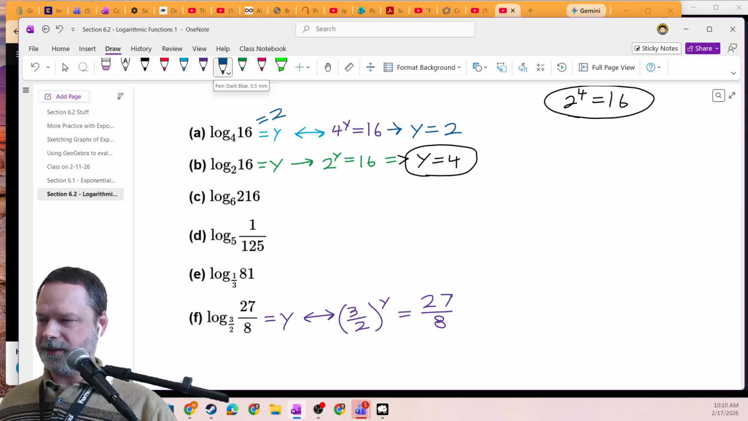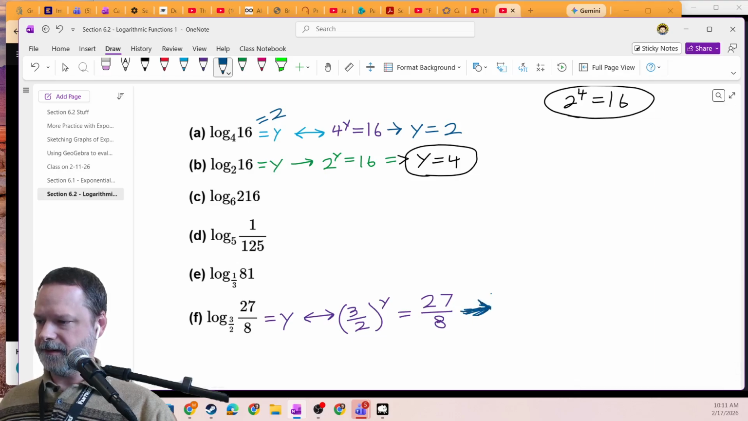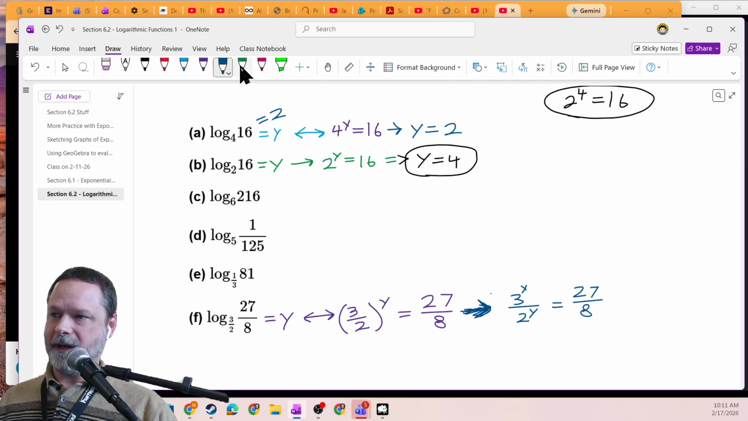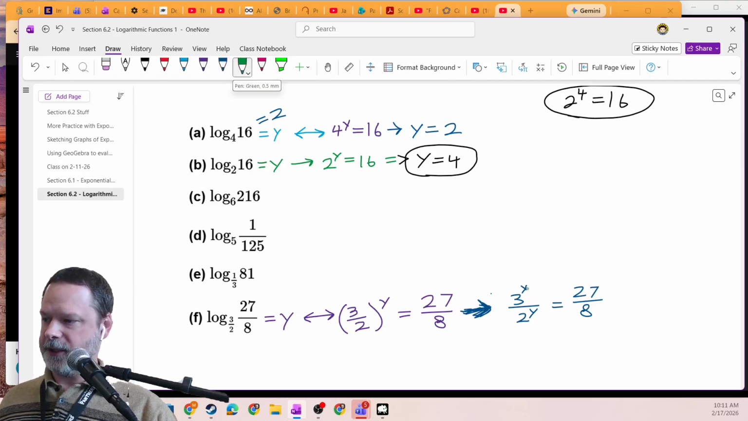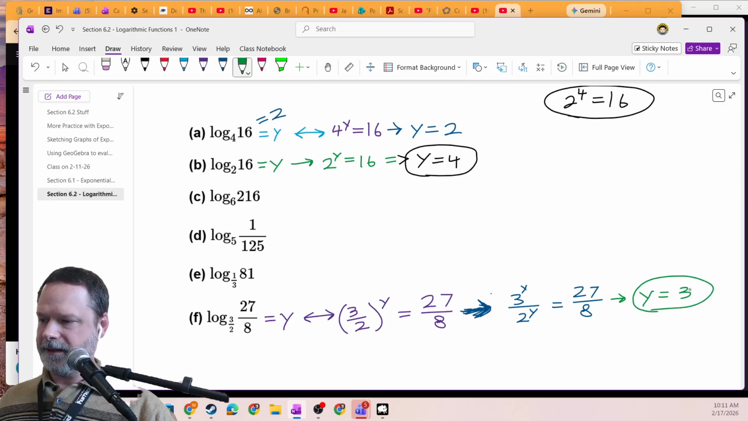Well, 3 cubed is 27, 2 cubed is 8. y is 3. But I'll just write it out over here. 3 to the y over 2 to the y equals 27 over 8. In both cases, we'd have to have y be the same. So 3 cubed is 27, 2 cubed is 8. So that tells us y must be 3. That wasn't that bad at all.